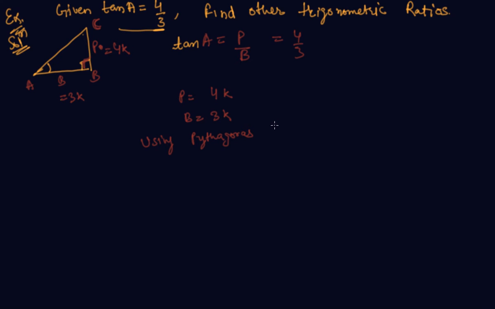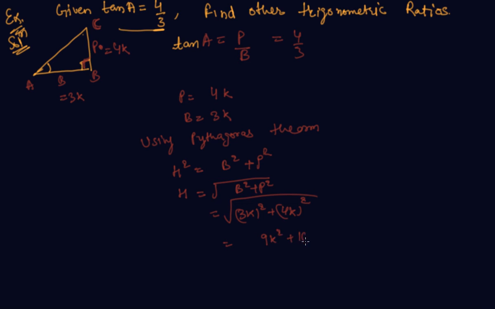Using Pythagoras Theorem, which I told you in my previous lectures also, which states that hypotenuse square is equal to base square plus perpendicular square. So we have to find the value of h squared, which equals b squared plus p squared. So we know the value of b is 3k, so it is 3k squared plus 4k squared, which comes out to be 9k squared plus 16k squared.